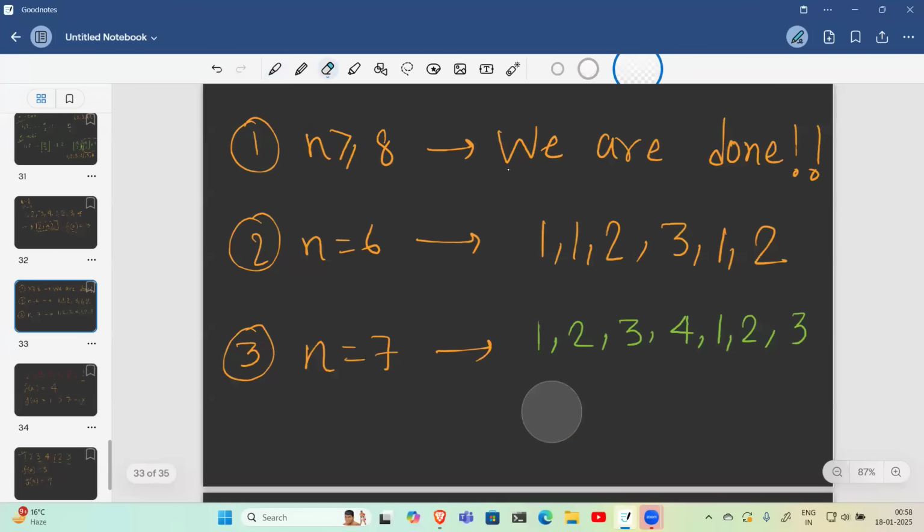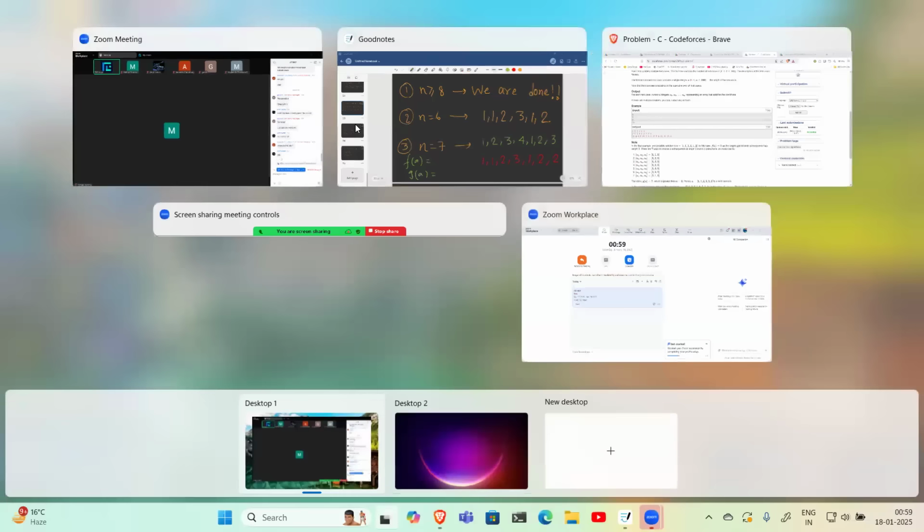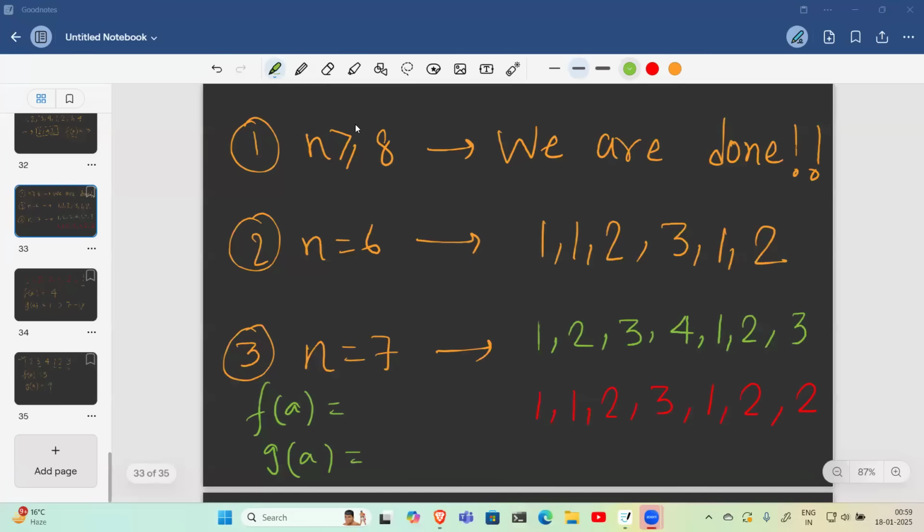So basically, like you take 1, 1, 2, 3, 1, 2, and then you put a 2 again. So probably this also works. Like if you look here, the value of f of a is, okay, can someone tell me what is the value of f of a and g of a? If I print this, anyone, if I put a 2 instead of to the 6 solution, I just added 2.